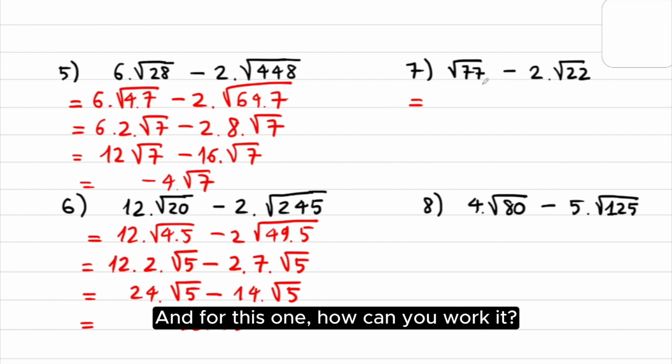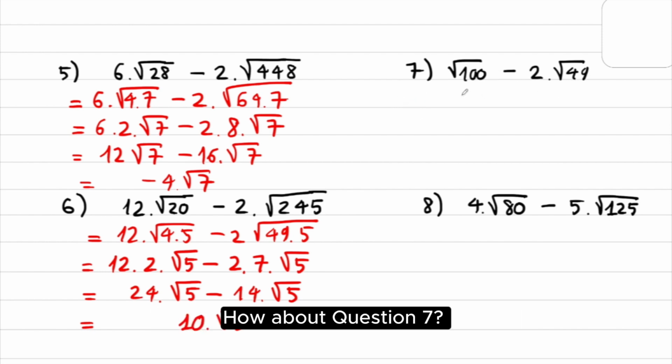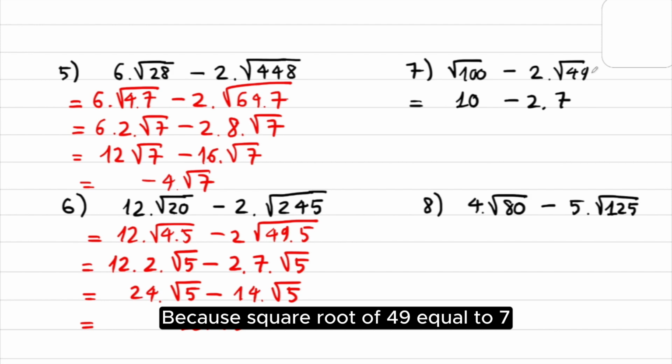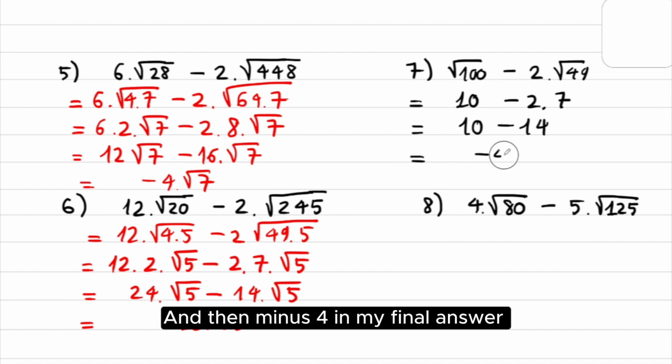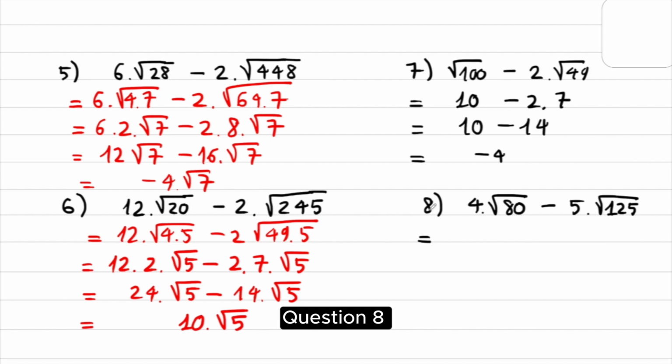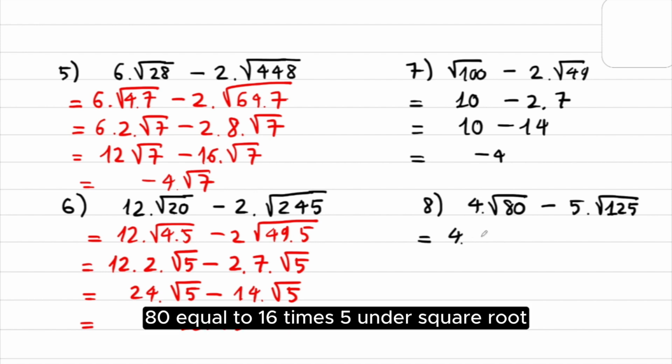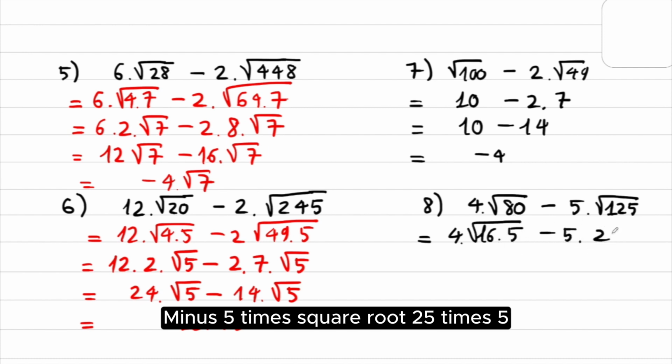And for this one, how can you work with it? How about question 7? Question 7, square root of 100, you have 10 and minus 2 times 7 here because square root of 49 equals 7. So after that, you get 10 minus 14 and then minus 4 in my final answer. Yeah, a little easier.